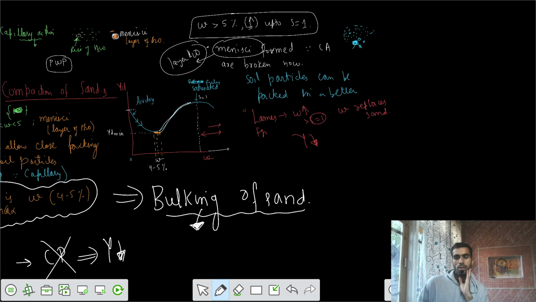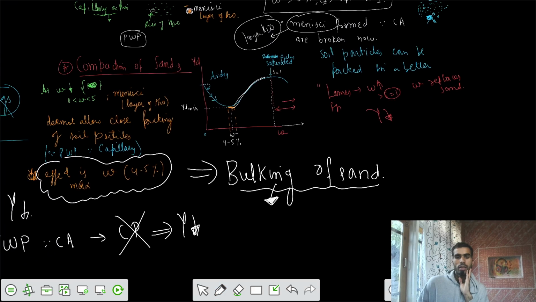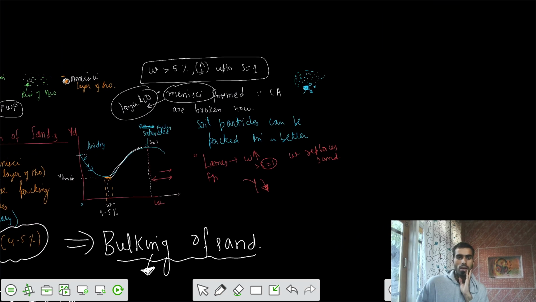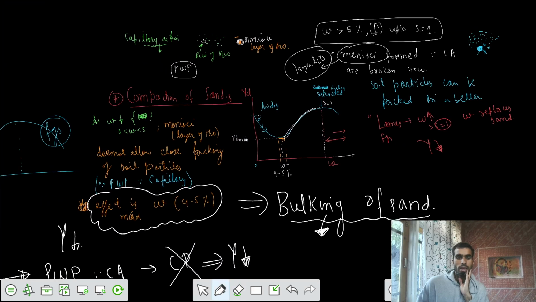So this is all the stuff related to sand. We say that this mechanism is given by Lame's double layer theory. So all this stuff we write as Lame's double layer theory for sand.